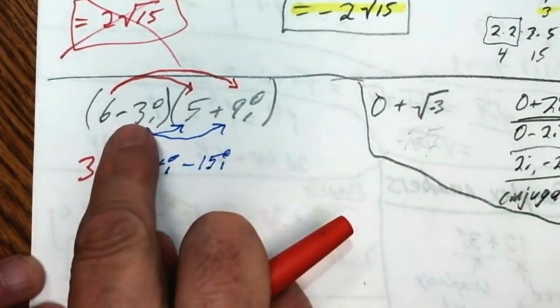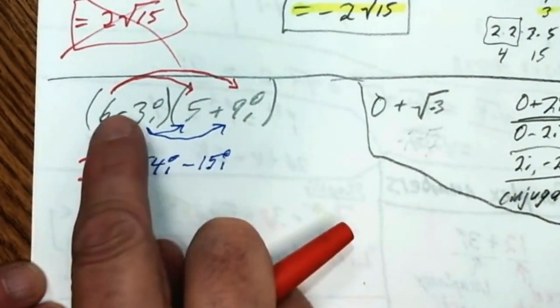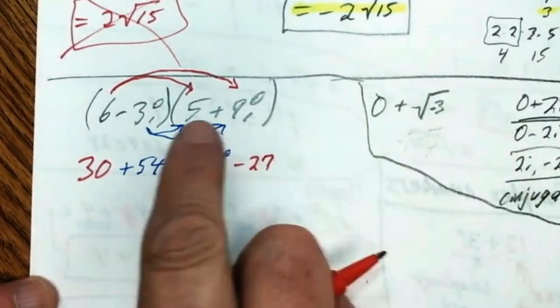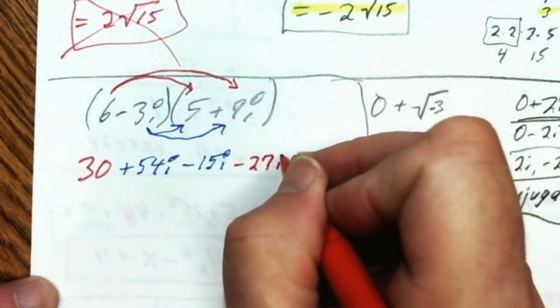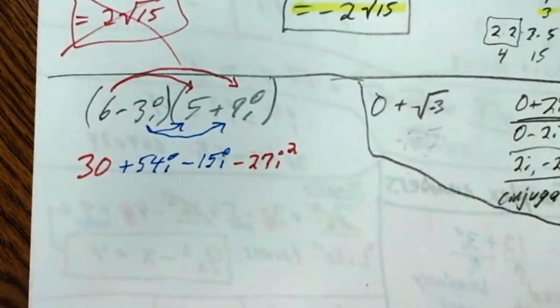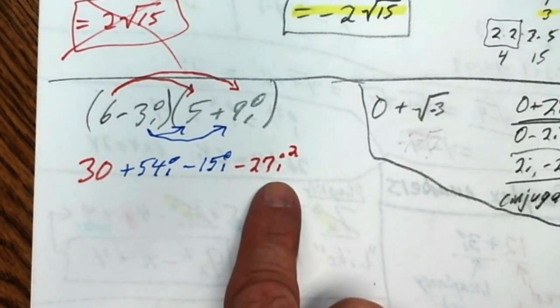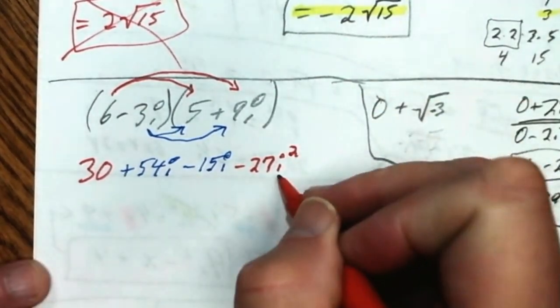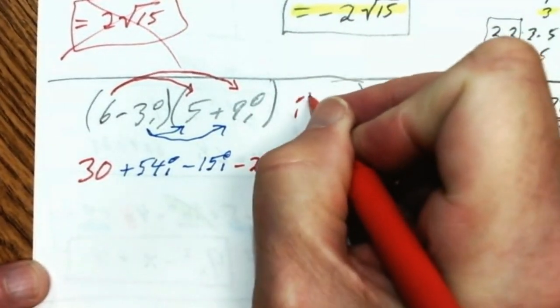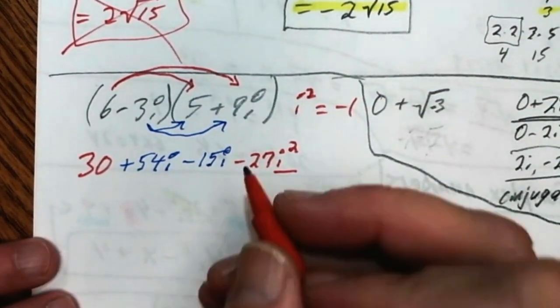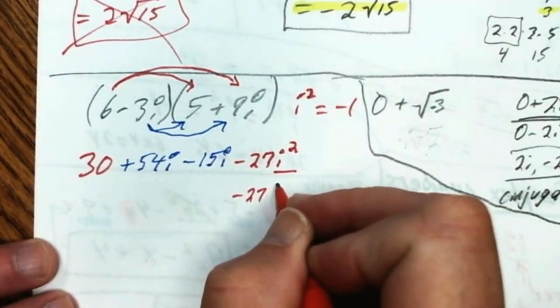And this last part is negative 3i times 9i. Negative 3 times 9 is negative 27. i times i is i squared. I wrote the imaginary part in blue and the real part in red. But you're saying, Mr. Brock, that's got an i. Shouldn't that be in blue? No, it's got an i squared. i squared equals negative 1. So this is negative 27 times negative 1.